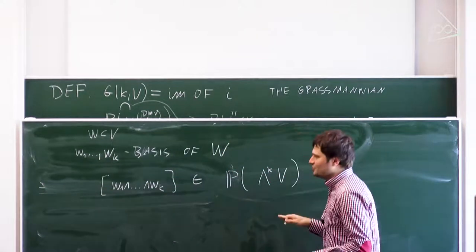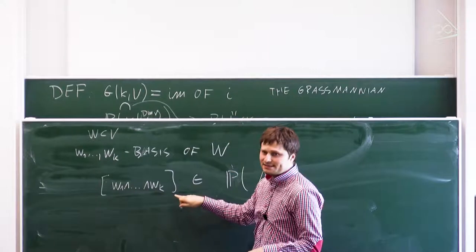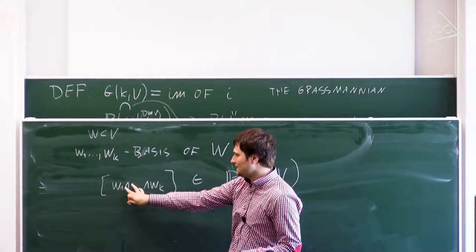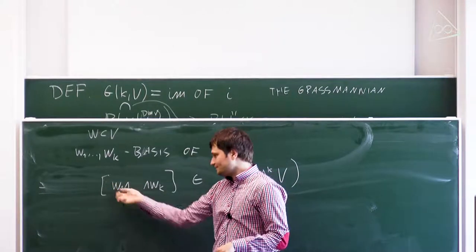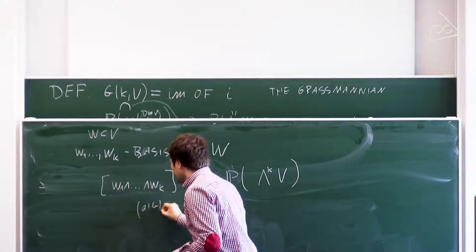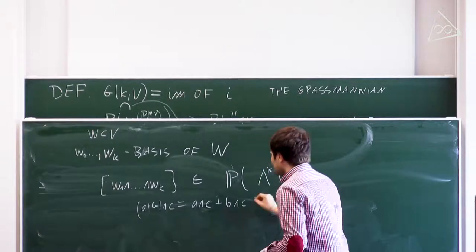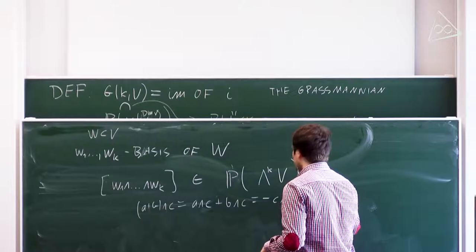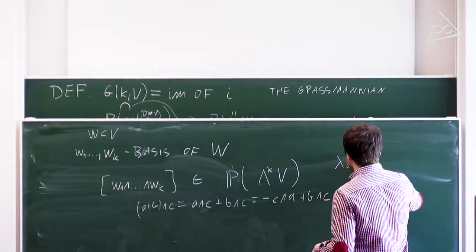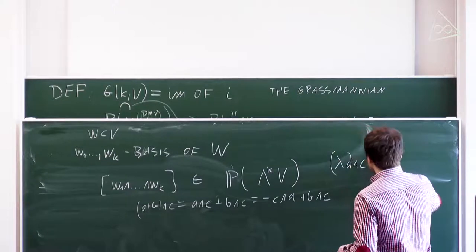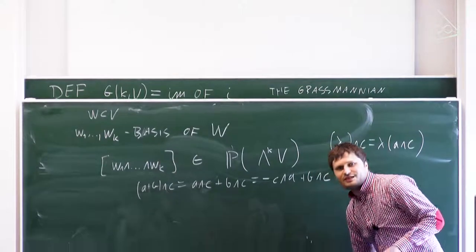If you don't know exterior algebra, let me just briefly say that elements here are sums of such things, and you can operate on such things by, if you exchange two vectors here, you change the sign, and if you have (A plus B) wedge C, this is the same as A wedge C plus B wedge C. And this is the same as minus C wedge (A plus B). Yes, I should also say that (lambda A) wedge C is the same as lambda times (A wedge C). So that's a small comment on exterior algebra.